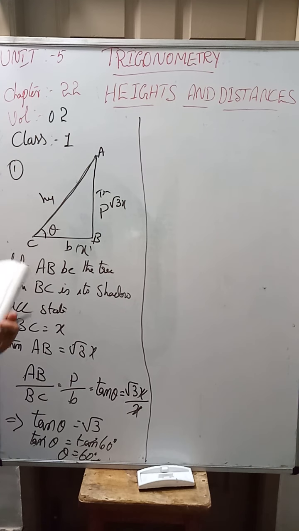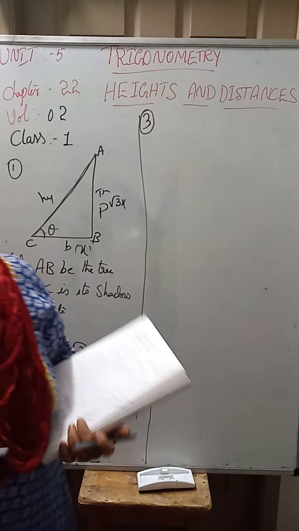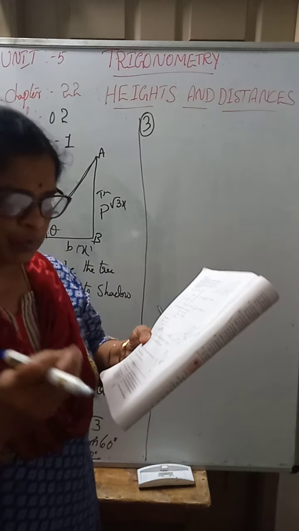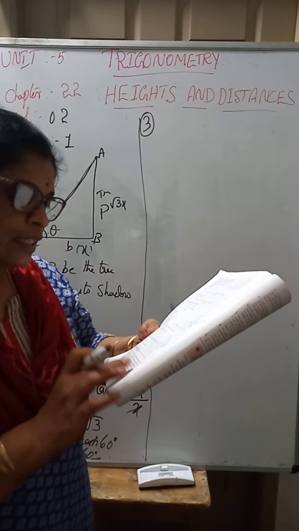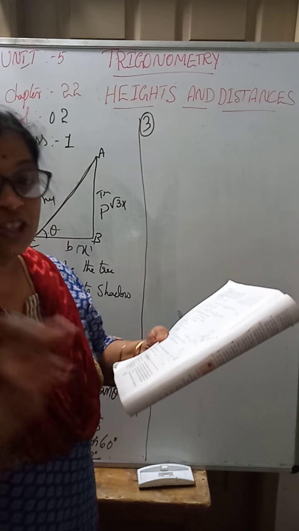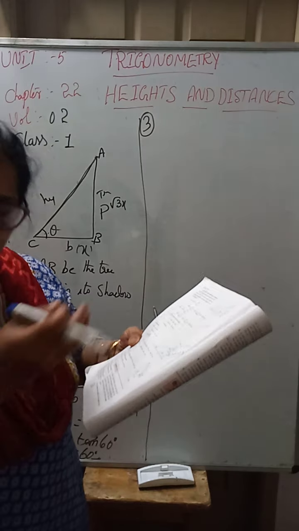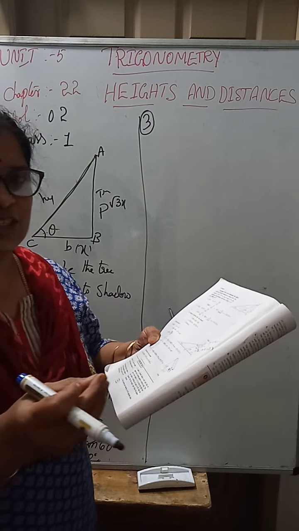Now, let me go to the third problem. Children, I can't write the question on the board. You have to read it. I'll just read it for you. You also go through it with your textbook, please. Such a type of problem with the Pythagoras theorem we have come across. But here the question seems to be the same, but it is not the same.